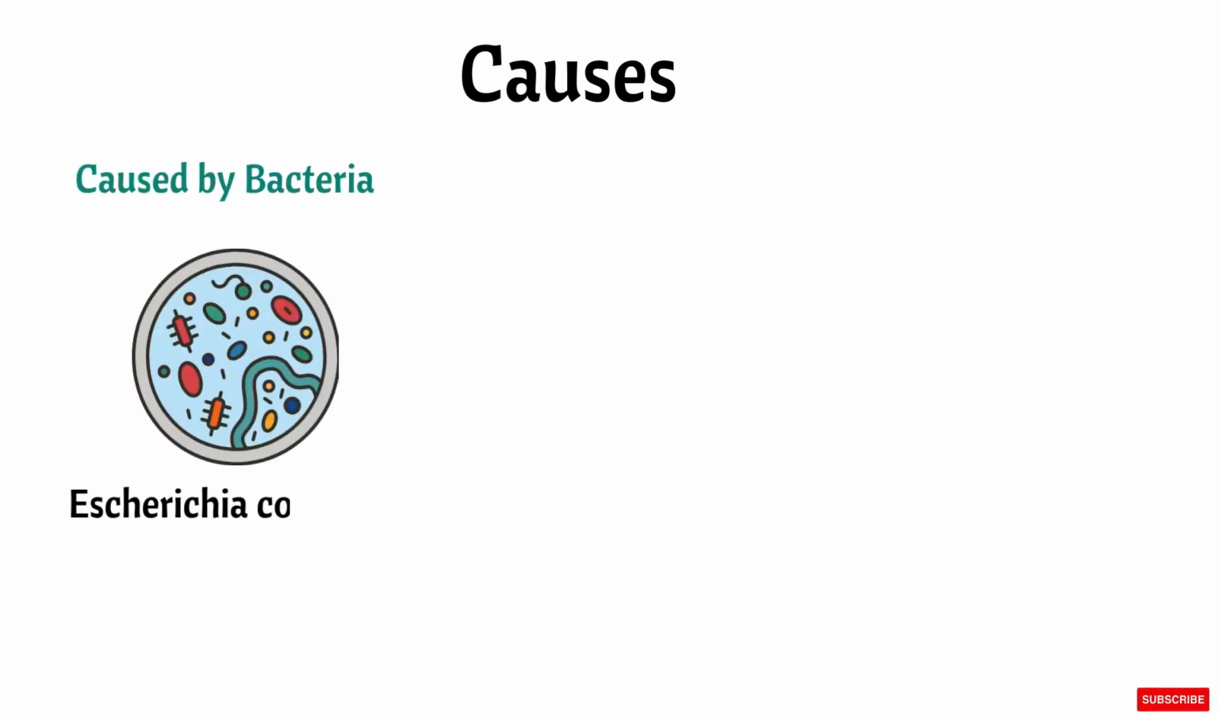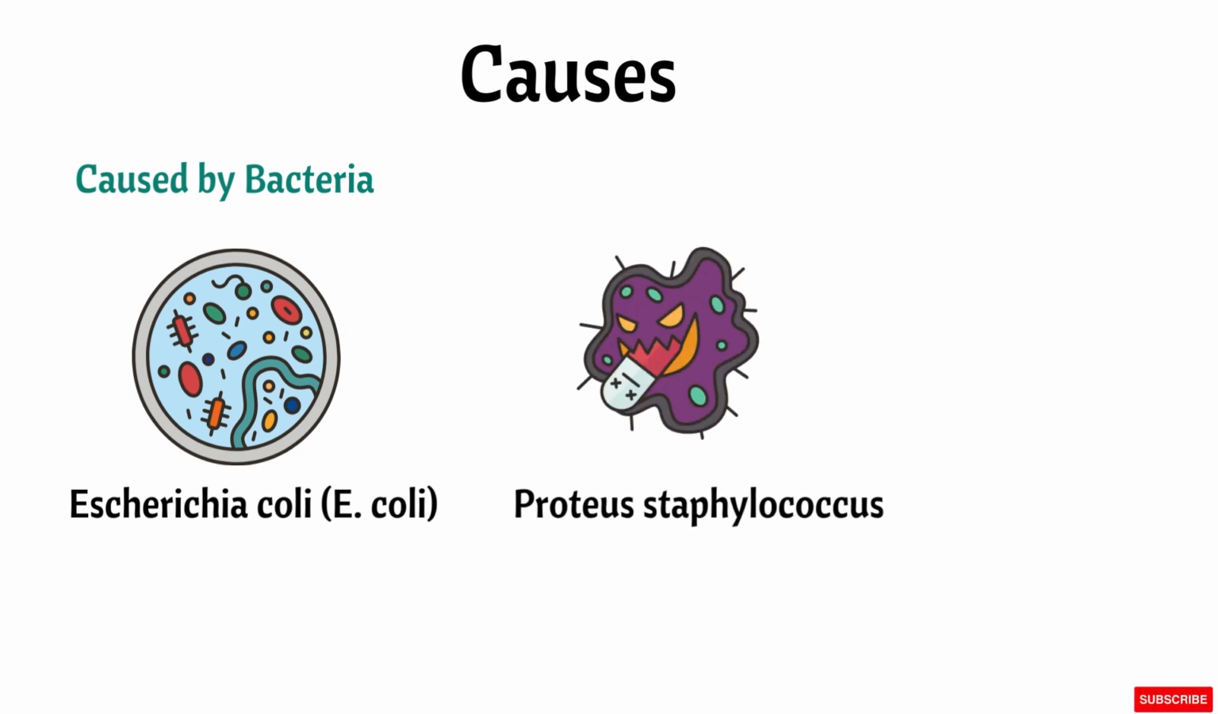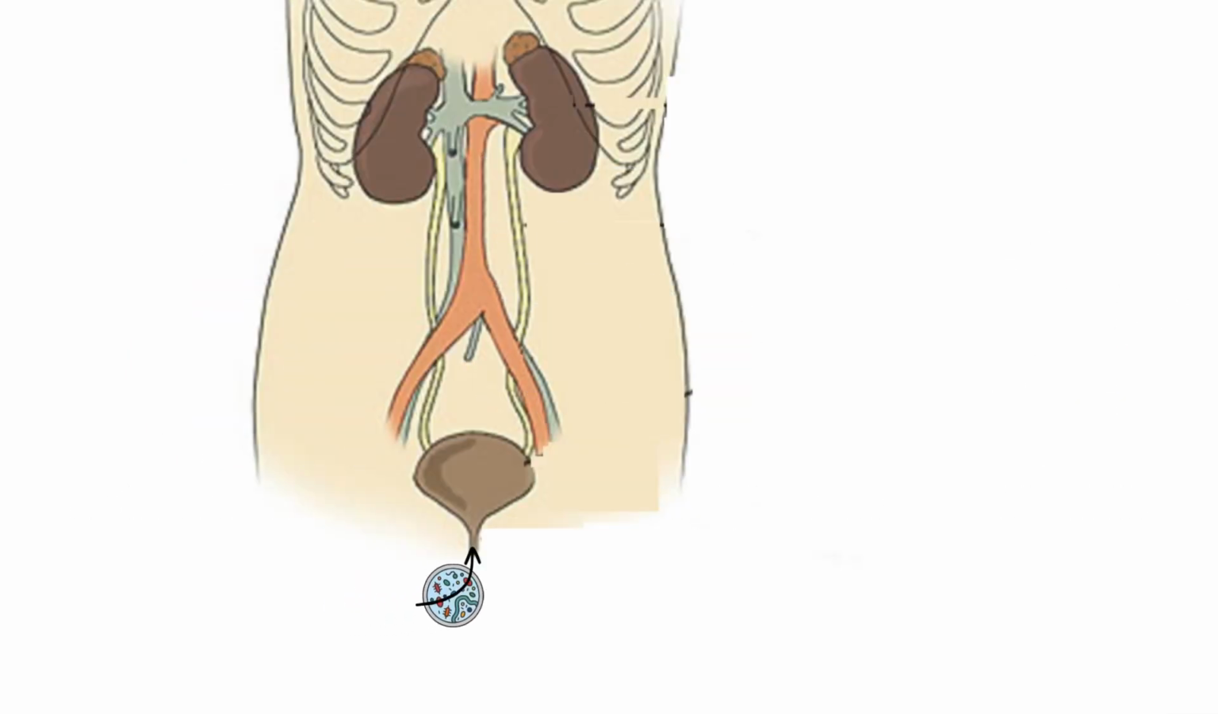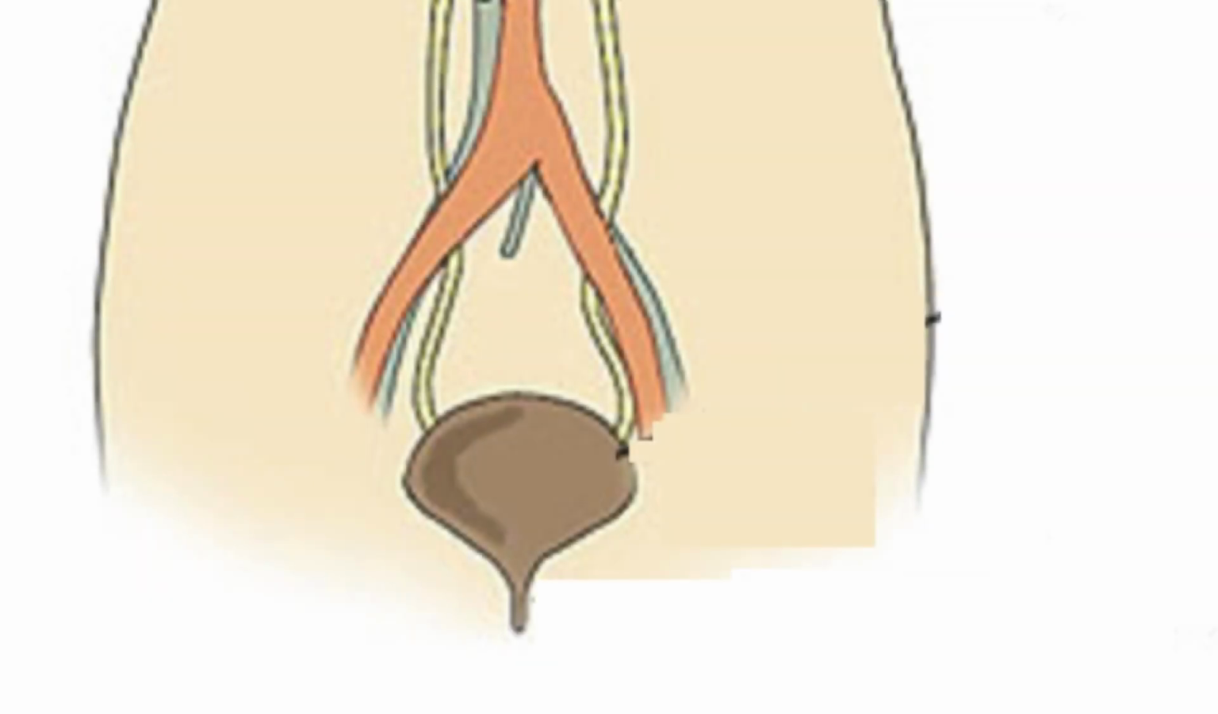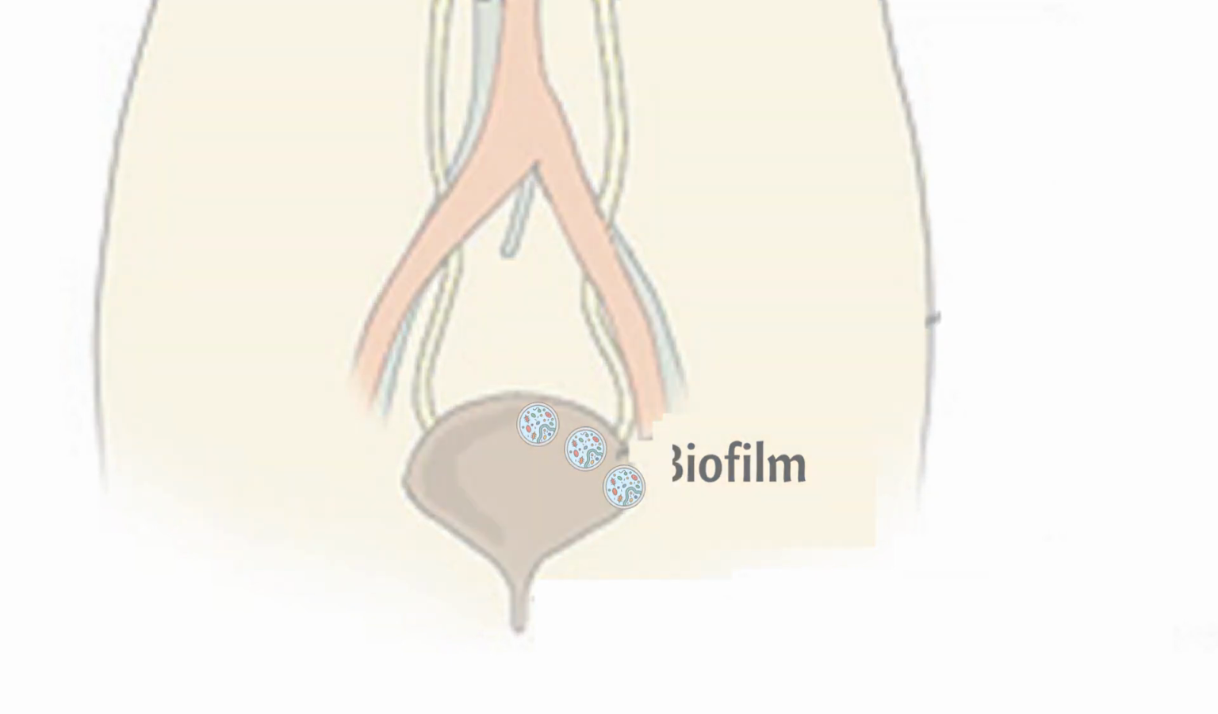Causes of UTIs. Urinary tract infections are primarily caused by bacteria, most commonly Escherichia coli, E. coli, which is normally found in the digestive system. Other bacteria are Proteus, Staphylococcus and Klebsiella. The bacteria can enter the bladder via the urinary tract through the urethra. After gaining entry to the bladder, E. coli are able to attach to the bladder wall and make a biofilm that resists the body's immune response.